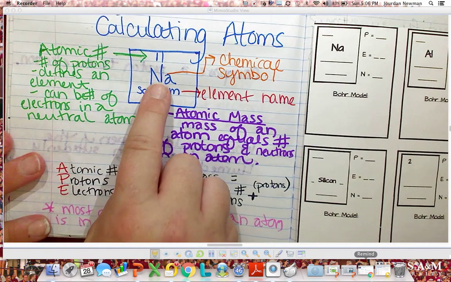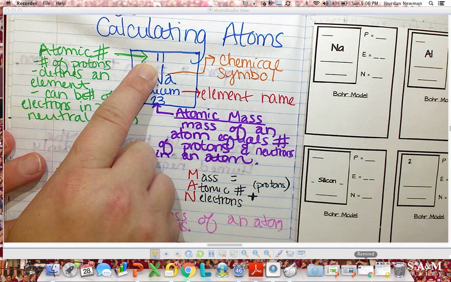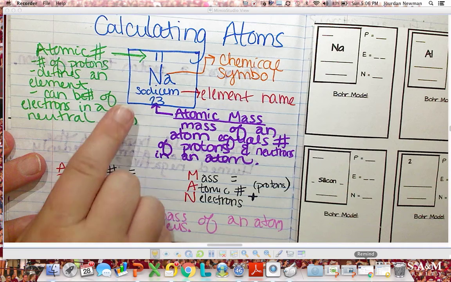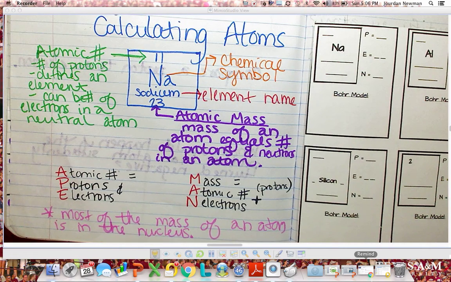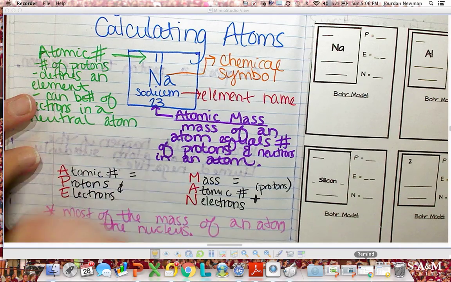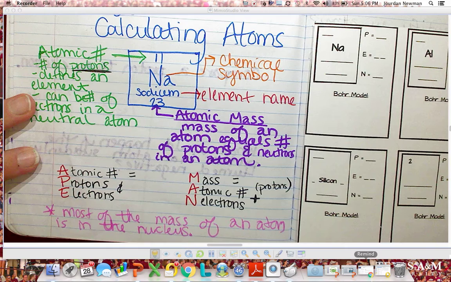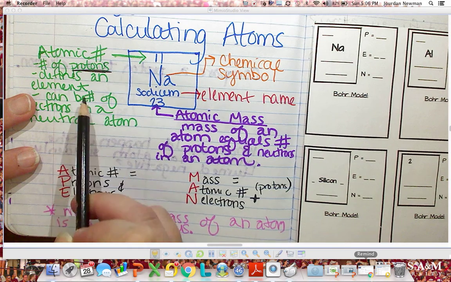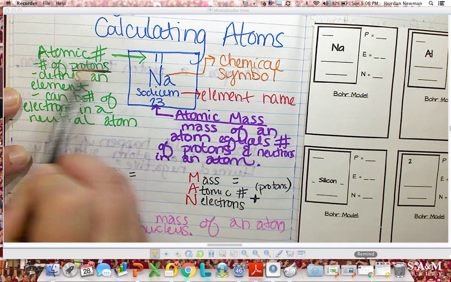So our example here is sodium. Our atomic number is at the top, and the atomic number of sodium is 11. The atomic number tells us several things. The first thing it's going to tell us is the number of protons. The next thing the atomic number tells us is who the element is.